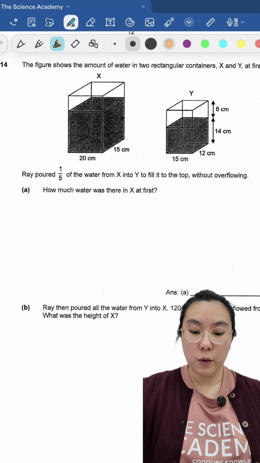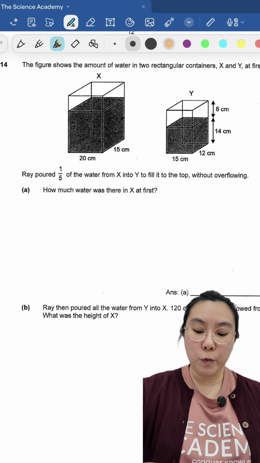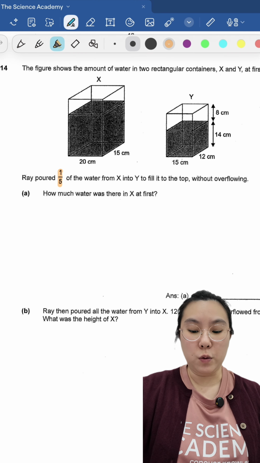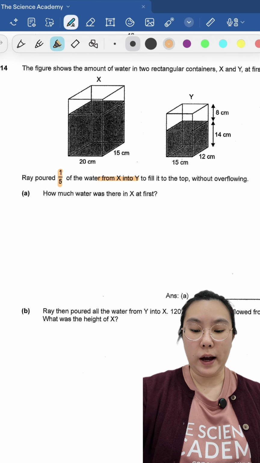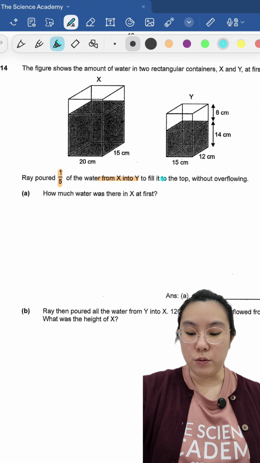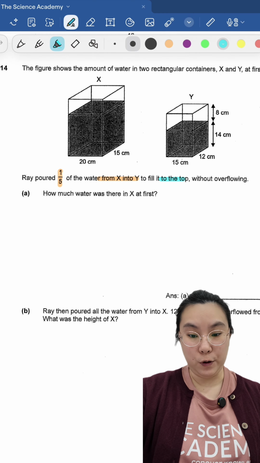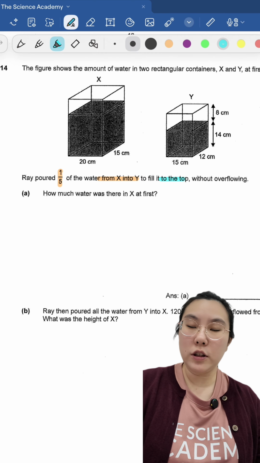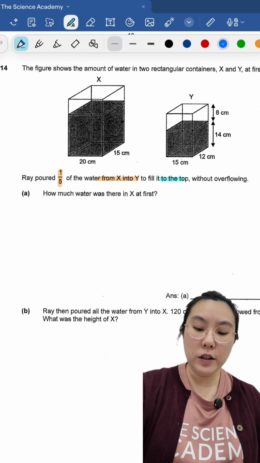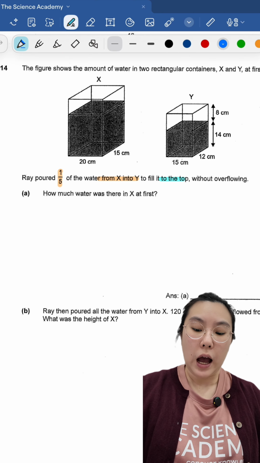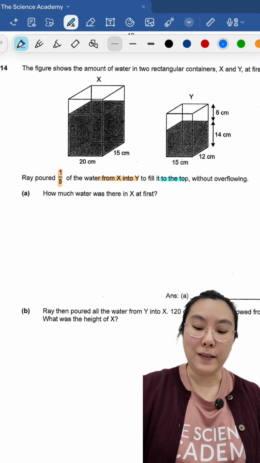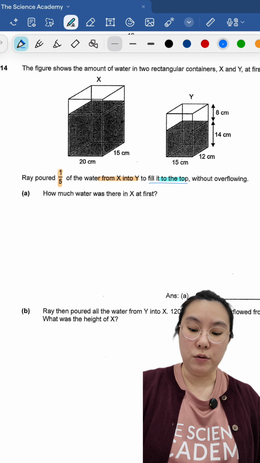In this question, we've got two containers, and Ray poured 1/5 of the water from X into Y, and it fills it to the top without overflowing. So how much water was there in X at first? The first thing to do is to find out then how much water is needed to fill Y to the top.